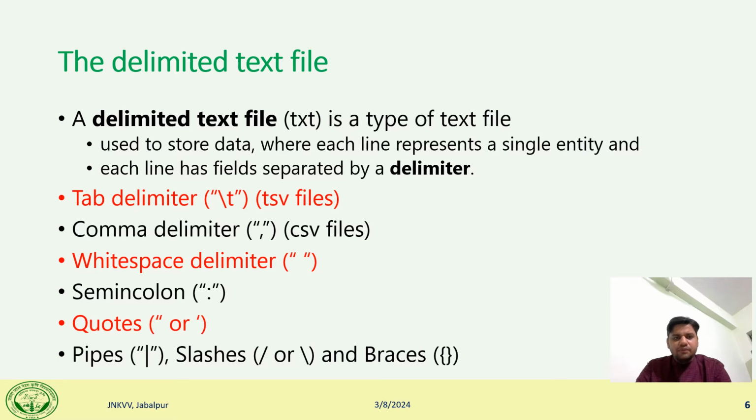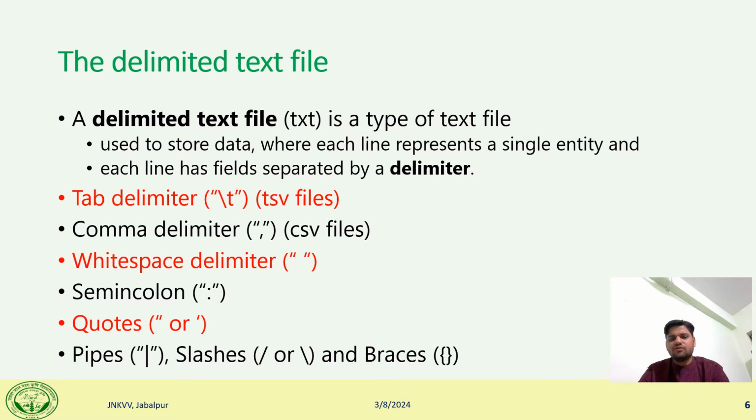So coming to the delimited text files, a delimited text file is a type of text file used to store data where each line represents a single entity and each line has fields separated by a delimiter. A tab delimiter, in some cases \t, is called a TSV file. If you see a text file where the separator is a tab space, then you should understand it is a TSV file format, though it may have a .txt file extension. In old systems there used to be a file format called .tsv.